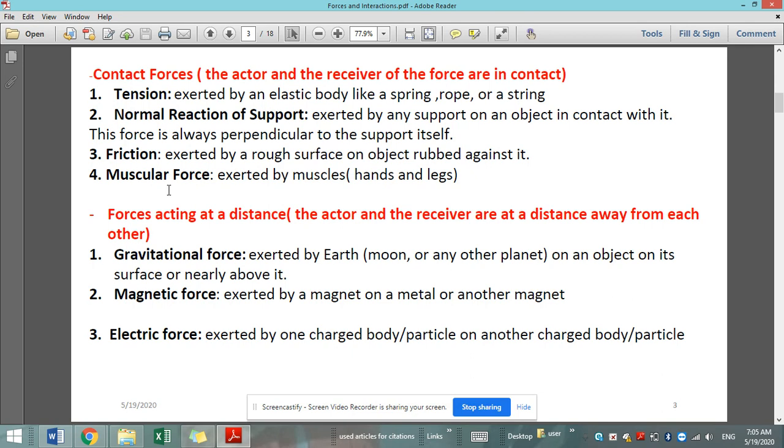On the other hand, the forces acting at a distance are those in which the actor and the receiver are at a distance away from each other. The three forces acting at a distance are gravitational force, magnetic force, and electric force. The gravitational force is the force exerted by Earth. You used to define it in grade 8 and 9 to be the force exerted by Earth only.